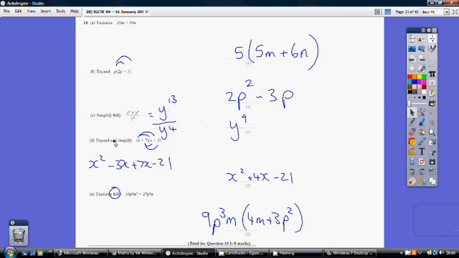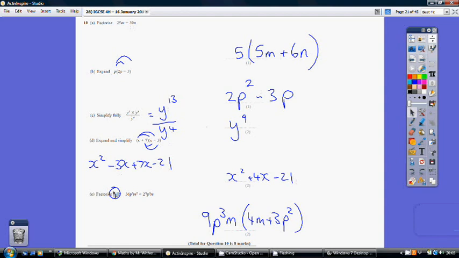So we've expanded, we've got rid of the brackets. Now simplifying, we've got to gather the like terms. So the like terms are the x's. Minus 3x plus 7x is plus 4x. So our final answer, x squared plus 4x minus 21.